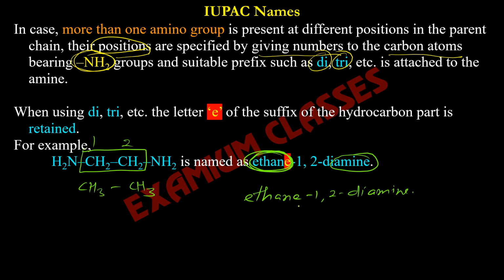Why have I not removed this E? Because now there is a D here. It is not an A here. If only one amine is there, obviously di will not be there, only A will be there. Then after E, A, two vowels in succession. So in that case, E will be removed. But in this case, when you have di or tri, this E will be retained. Usually you will get this in multiple choice questions that one option will have E, the other one will not have E. So if di or tri is written, make sure that you take the option which has E in the alkane.